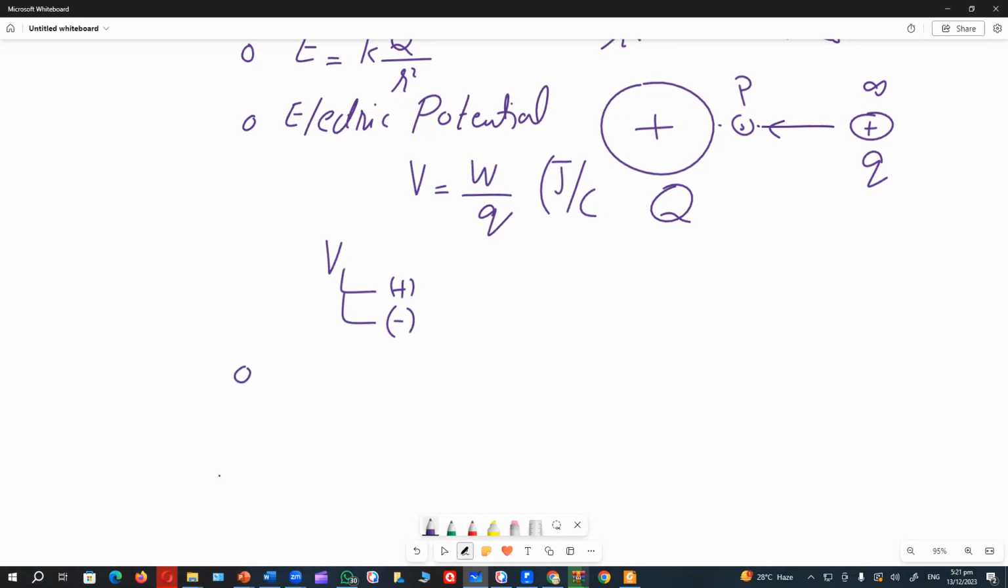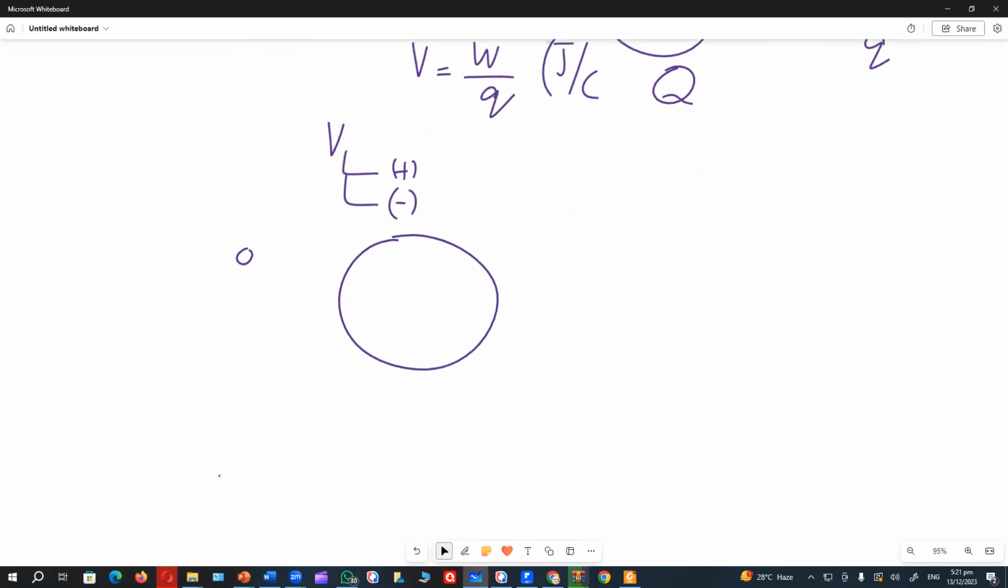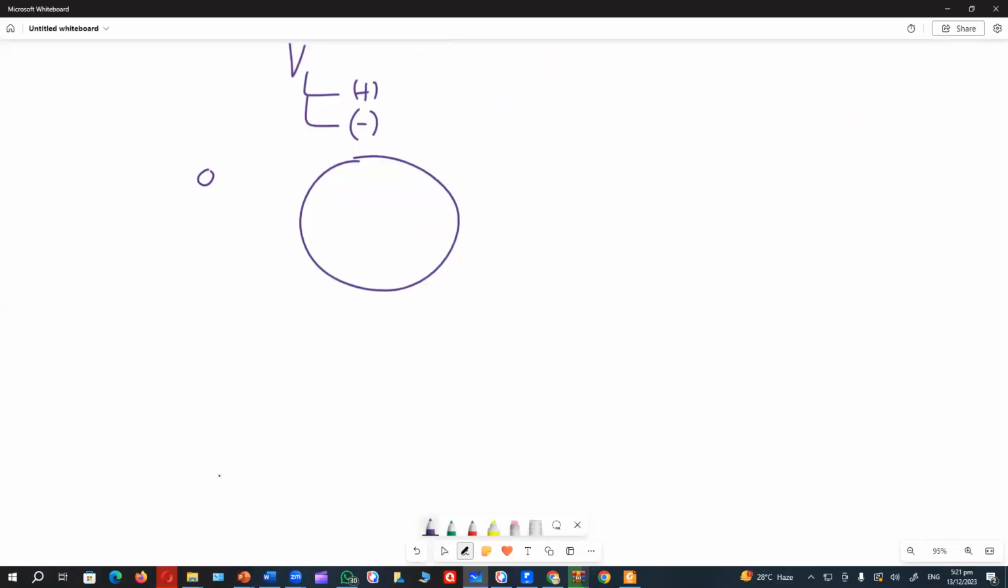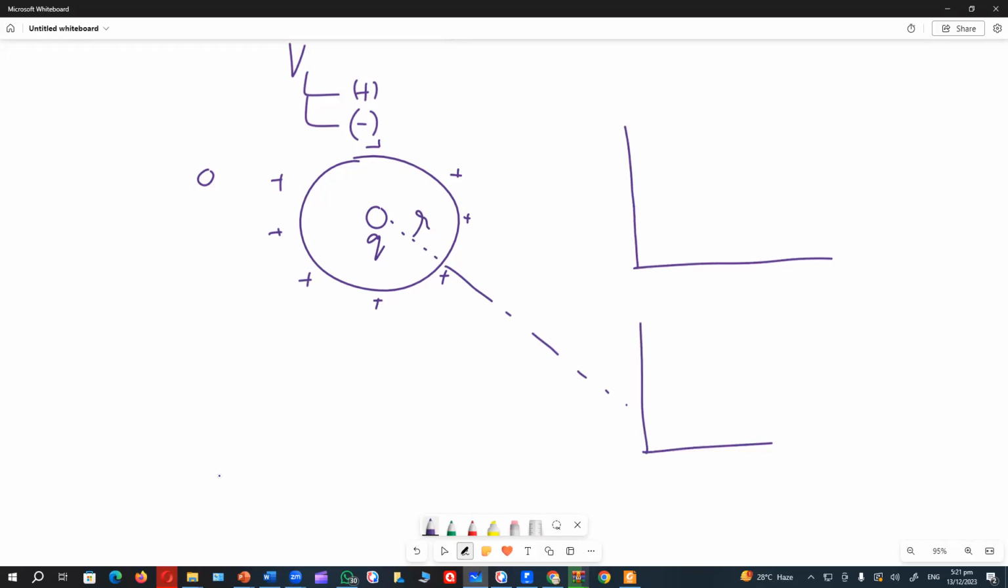Then a very important concept which comes very often in the paper, that you have a sphere. And suppose the sphere is positively charged like this. And at the center of the sphere, you have placed a positive charge. Now the charged particle is moving like this. This is the radius of the sphere. Now there are two important sketches when the small charge is moving.